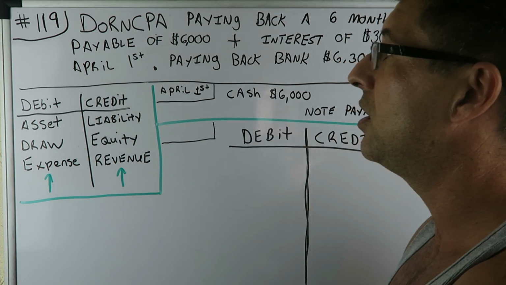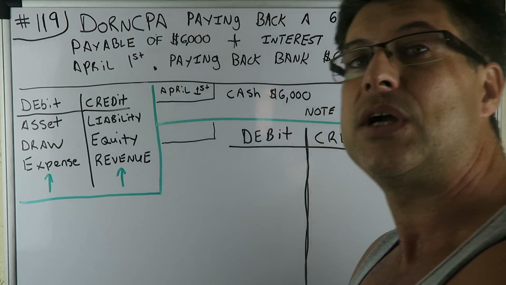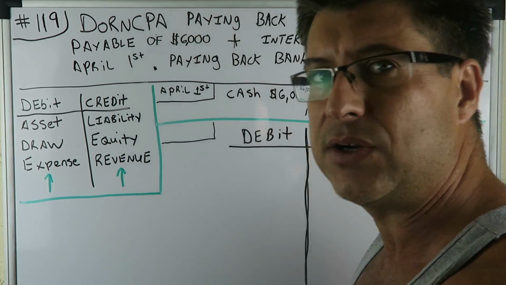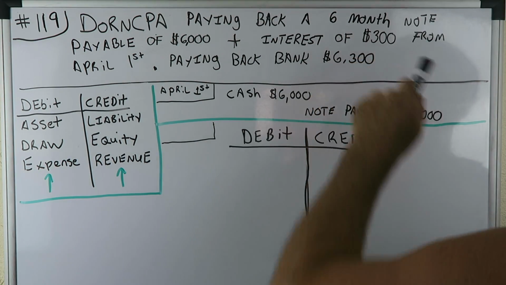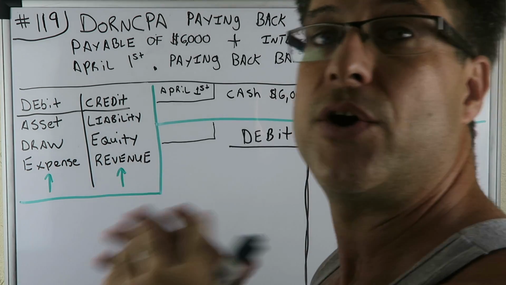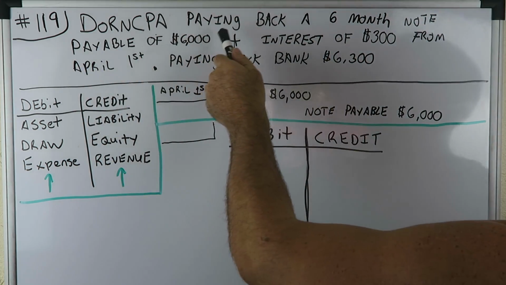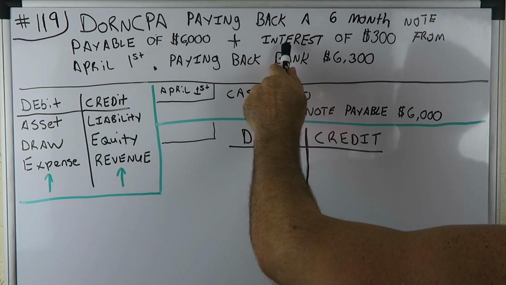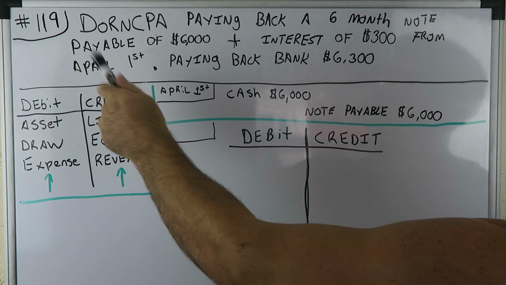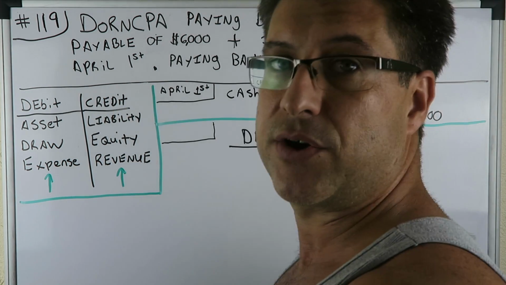Now on Accounting for Beginners 118, we calculated the interest. If you want to see how we calculated the interest, please check out that video. The interest was calculated for $300. So in this 119, we're paying back a 6-month note payable of $6,000 plus interest of $300 from April 1st. Paying back the bank a total of $6,300.